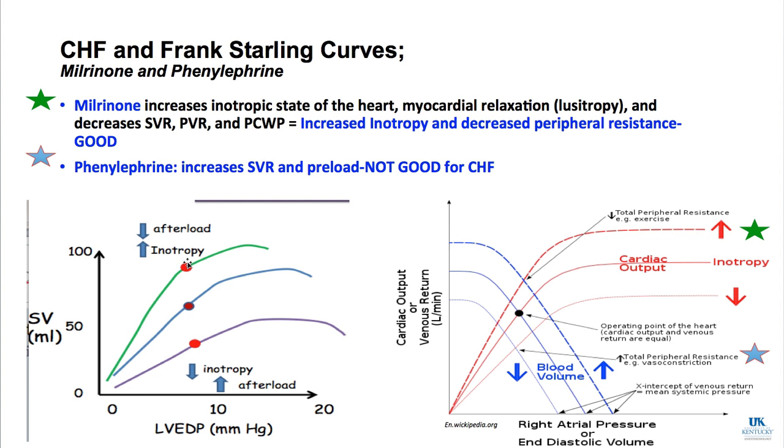If we increase afterload, make the heart work more against a resistance, the stroke volume goes down. And if we decrease afterload, vasodilate the patient, stroke volume goes up.